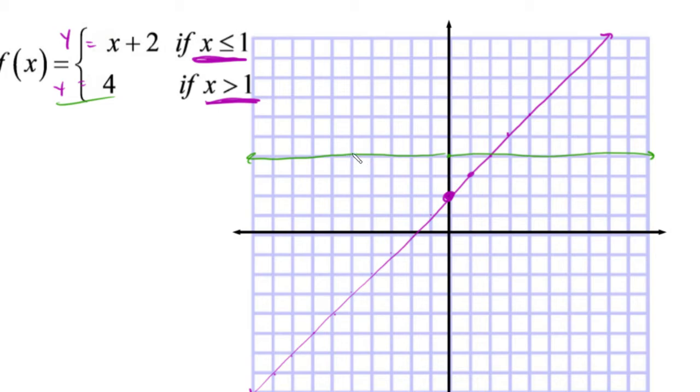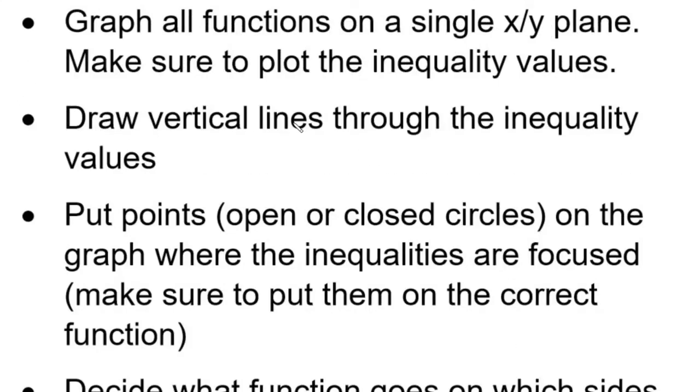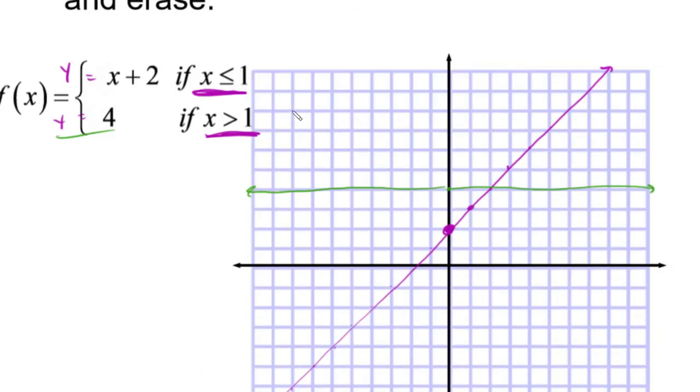Then, here's the next thing you do. You draw a vertical line through the inequality values. So our inequality value, there's only one of them. There's an inequality value at 1. So we're going to draw a line through 1, okay? So that's right here. And if you're going to do this on your paper, do it as a dotted line, okay? So this is the cutoff point, all right?